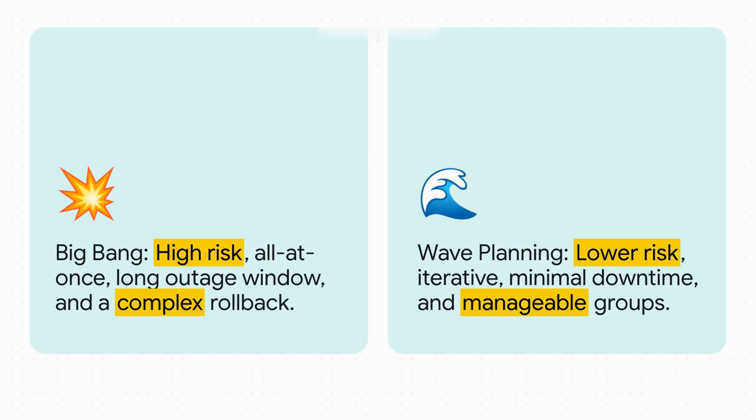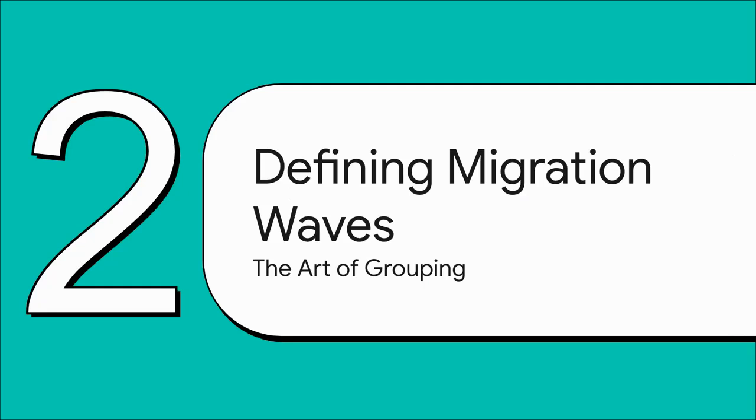The much smarter approach, and what we're focusing on today, is wave planning. It's iterative. You group your apps into these manageable chunks, and that just dramatically lowers your risk and keeps business disruption to a minimum. Okay, so if wave planning is the way to go, what exactly is a wave? Let's break it down and get into the art of grouping things strategically.